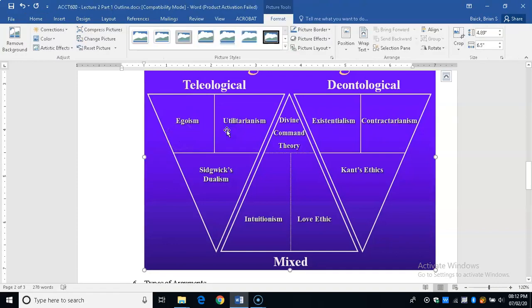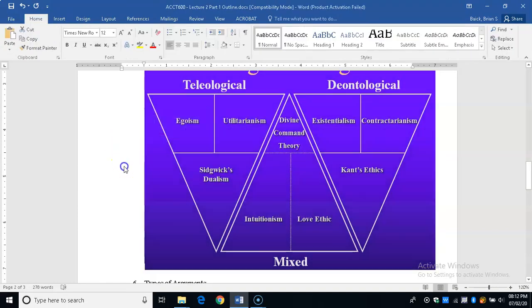Utilitarianism means about everybody else. Okay, so utilitarianism is about everybody else. Sidgwick's dualism is about yourself and everybody else. Okay, so one more time. Egoism, yourself. Utilitarianism, everybody else. Sidgwick's dualism is about yourself and everybody else.